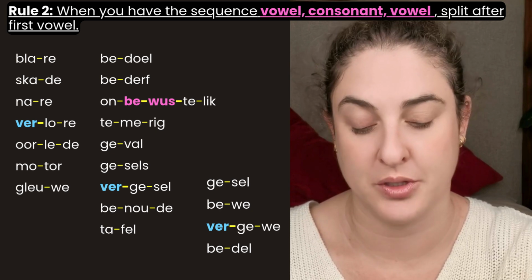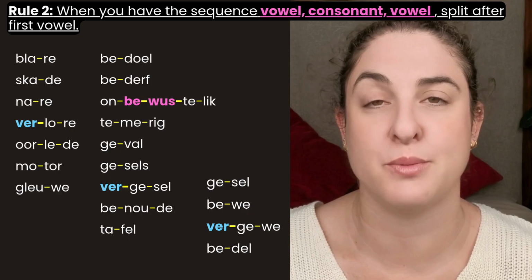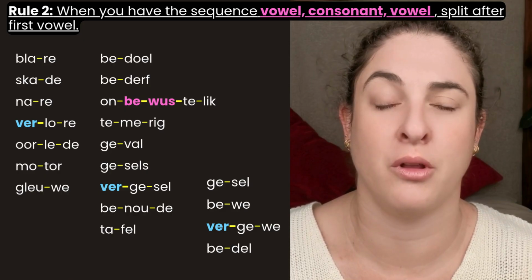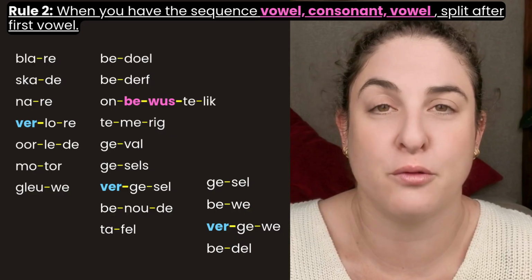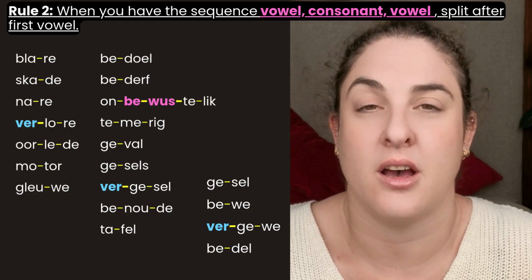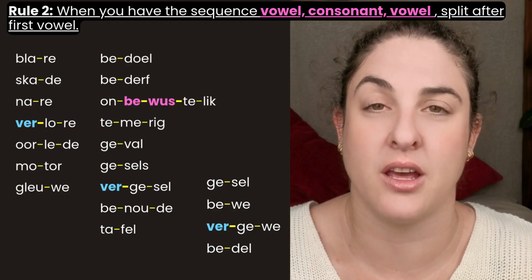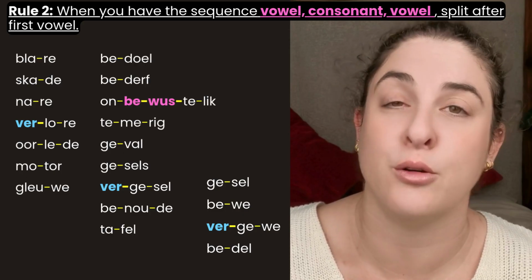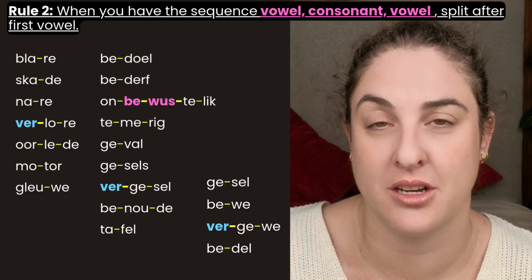Rule number 2. When you have the sequence vowel, consonant, vowel, split after the first vowel. This is a general rule of thumb for 2-syllable words, and for 3, 4, 5, and 6-syllable words, often when that vowel, consonant, vowel is at the end of the word. But not always. Sometimes it is in fact in the word. So I'll expand on all of this just now.